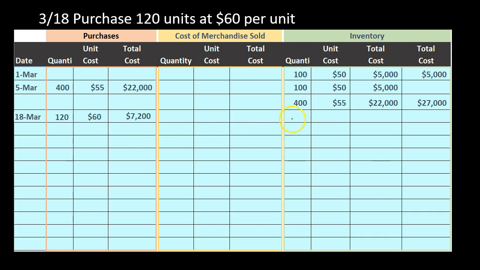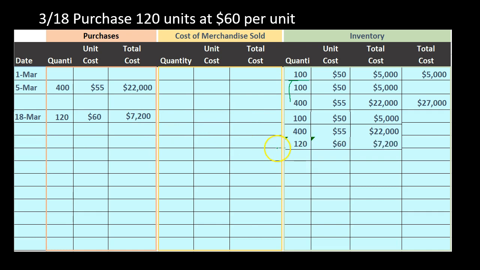We're then going to pull this information over to the ending inventory item to see what is still there now at the end of the time period. We're going to pull down this information, what we already had. So these two rows, we're going to pull those down. That inventory is still there. And then we're going to add to it this inventory item. So now we have 3 layers of inventory. We've got 100 units at 50, 400 units at 55, and 120 units at 60. They're all the same widgets, they're all the same thing.